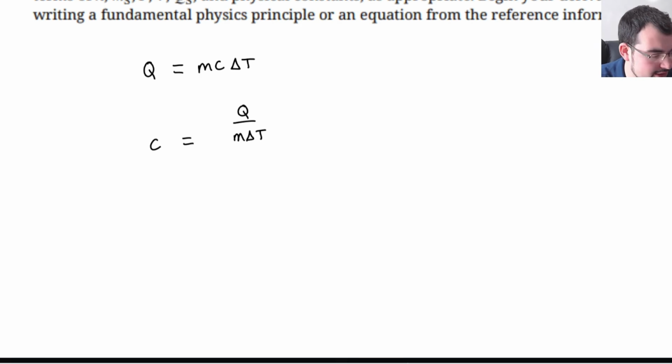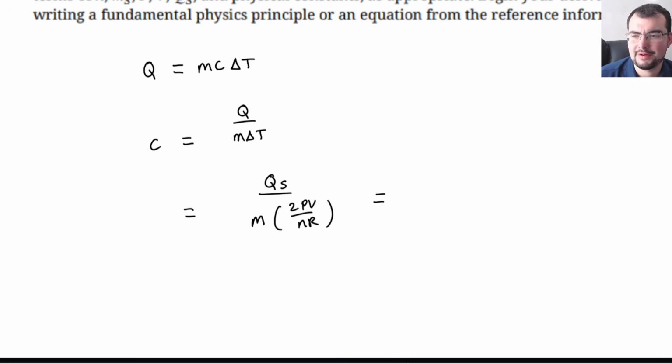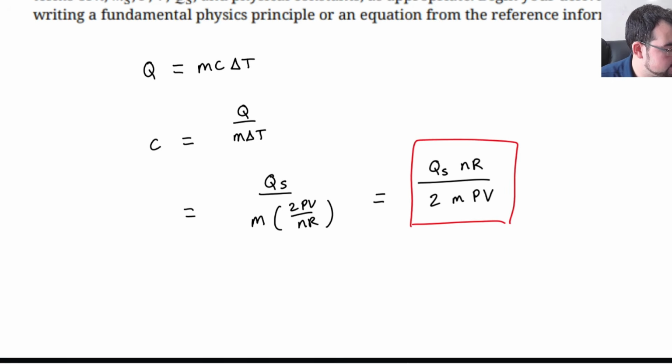And we just substitute our delta T. So Q was Q_S, m is m, delta T was 2PV over nR. And you could simplify if you wanted to: Q_S nR divided by 2mPV. That's a lot of letters in there. I imagine it's just a point for the setup and a point for substitution.